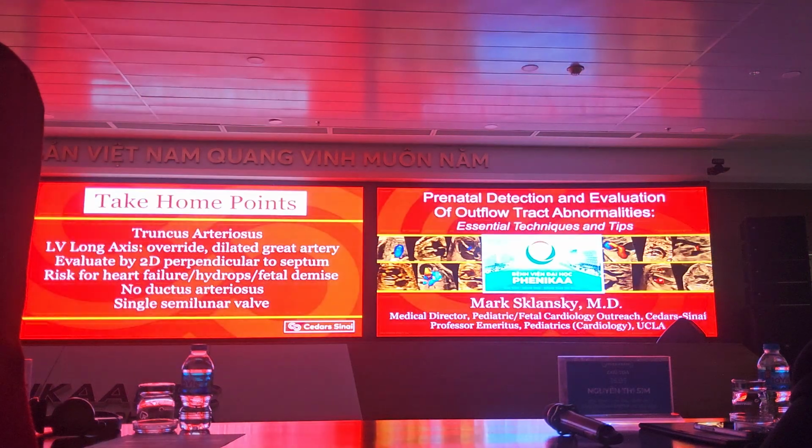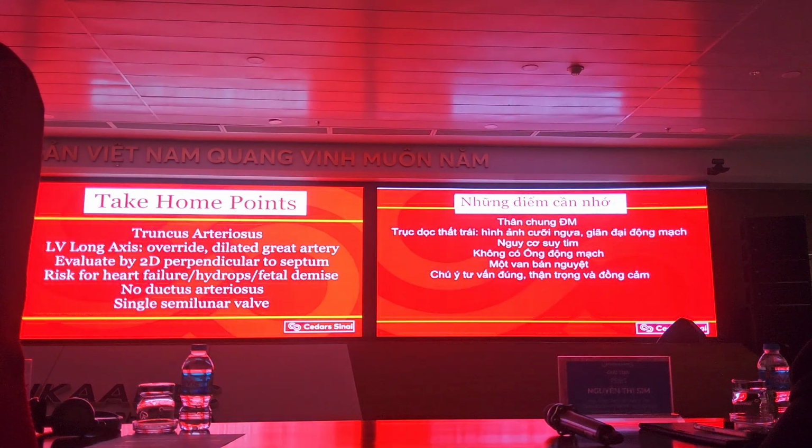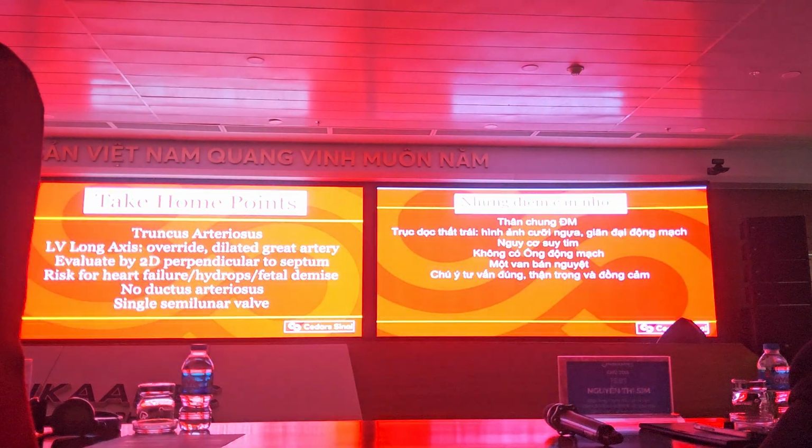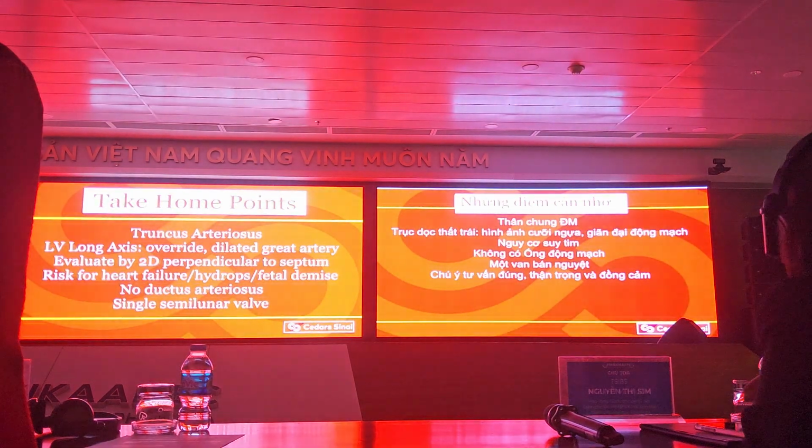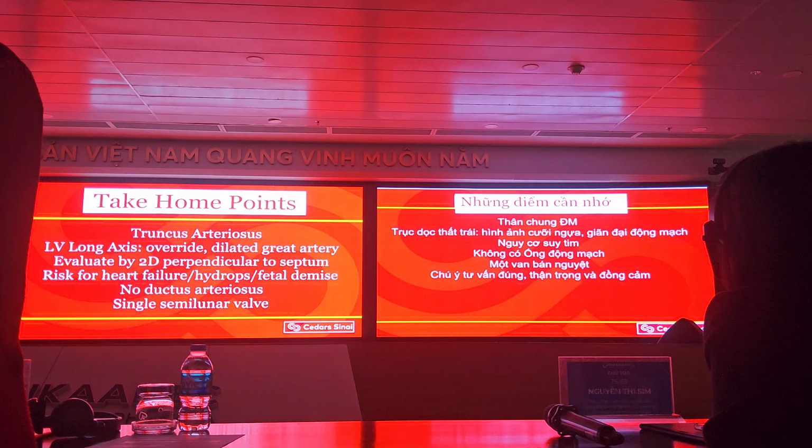And with truncus, left ventricular long axis, look for override and a dilated great artery, and evaluate with 2D perpendicular to the septum. But these fetuses with truncus are a high-risk group, especially if the truncal valve is abnormal. High risk for heart failure, hydrops and fetal demise. There's usually no ductus arteriosus. There's only a single semilunar valve, and there are commonly genetic abnormalities too.